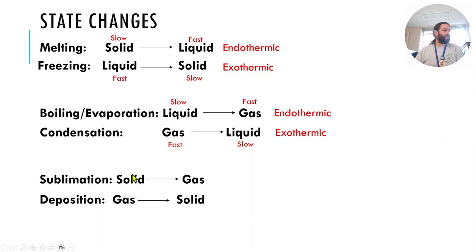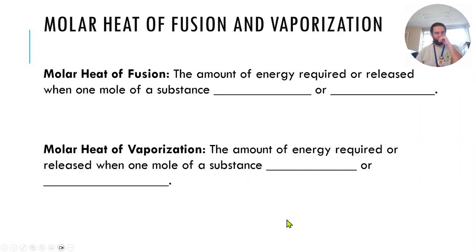All right, finally, sublimation and deposition. Sublimation, you may recall, is going from a solid directly to a gas without becoming a liquid in between. But everything still follows through because solid particles are still slower than gas particles. They started moving faster, so that makes it an endothermic change. And deposition, which is the opposite of sublimation, is gas to solid. You're going from fast to slow. Energy was lost, so it's exothermic.